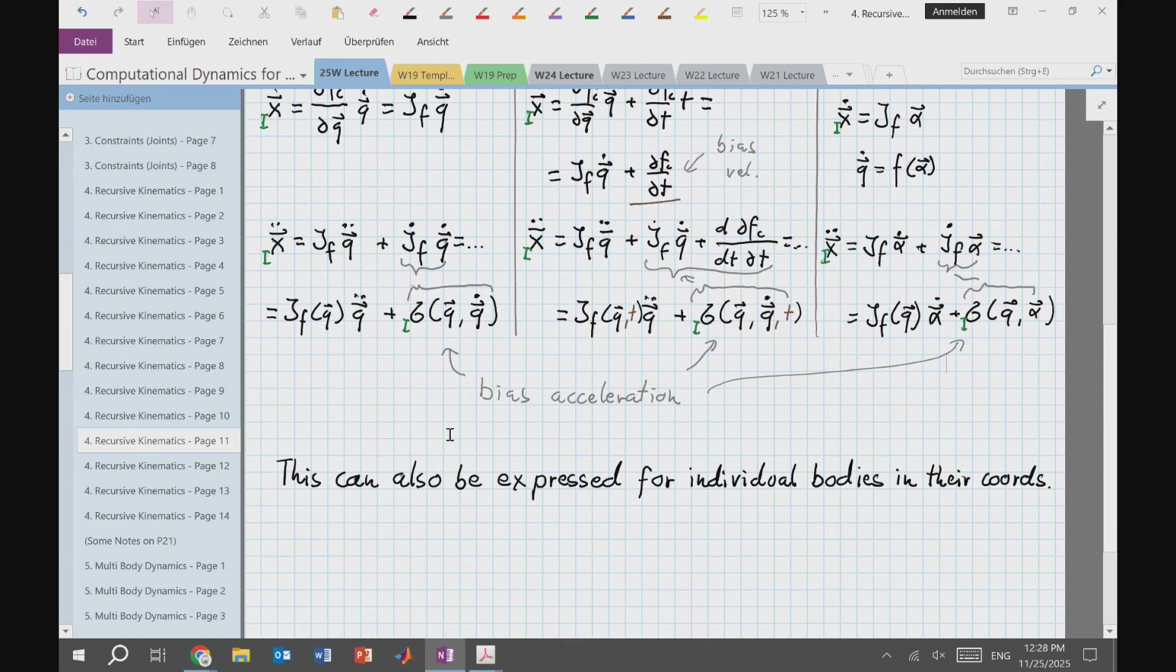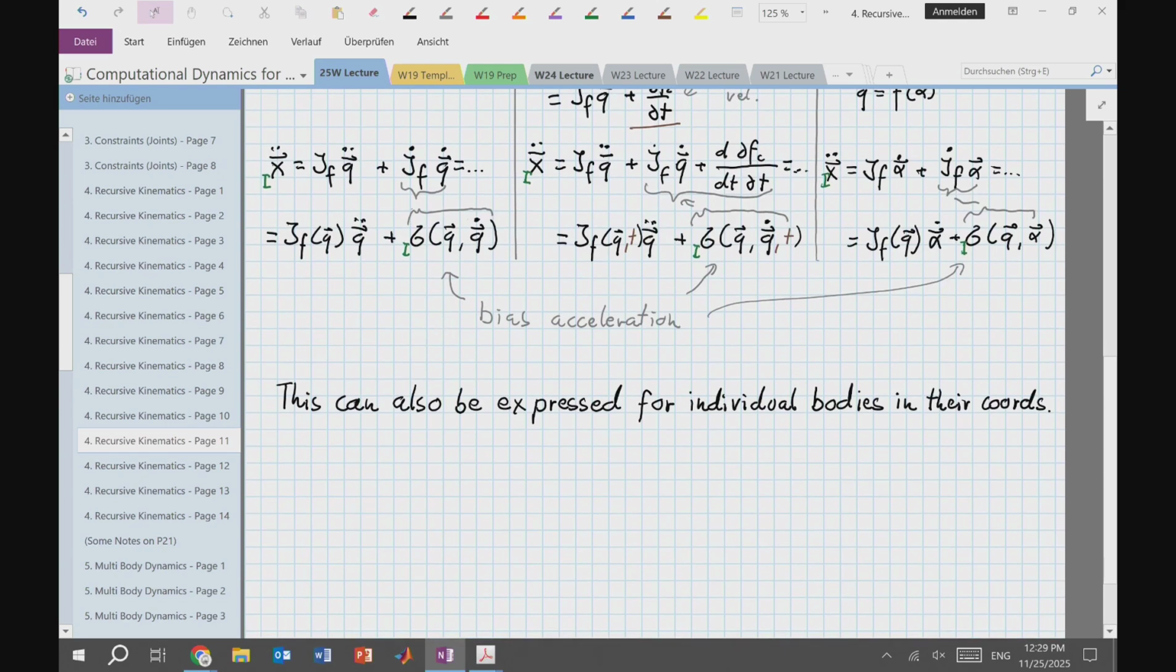And we will get there in a second. Don't worry about scleronomic and rheonomic and non-holonomic constraints. We simply will postulate that we will have a structure like this. That's the important bit. We will always have some structure where velocities and accelerations are linear in joint accelerations, and there's some bias term.